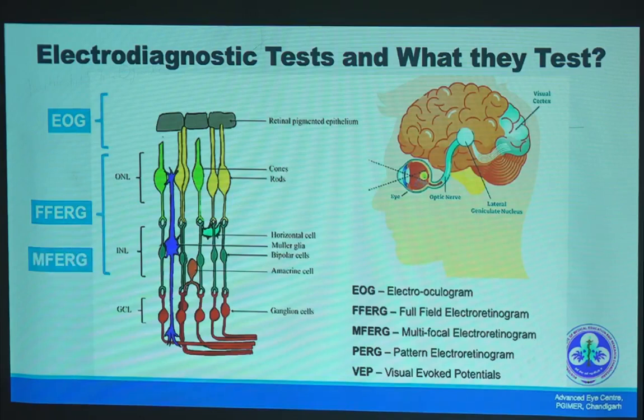And then multifocal ERG tests your central retina, with similar responses but from the central retina. So you need a patient that is undilated who can fixate on a particular object, and then you do the tests. And then when you come on to the ganglion cells and the optic nerve, that is tested by your pattern ERG. So if you want to test the ganglion cells specifically, you will need the pattern ERG. Again, it is a test which requires fixation, so the patient should be undilated for this.